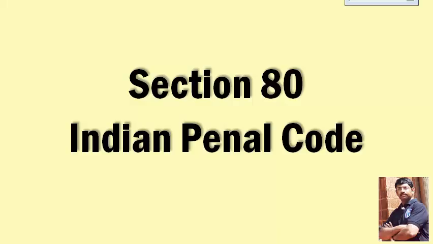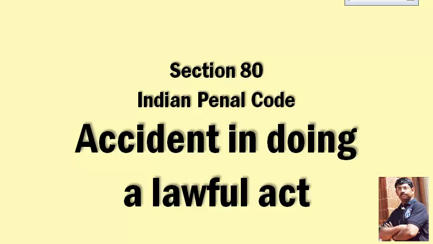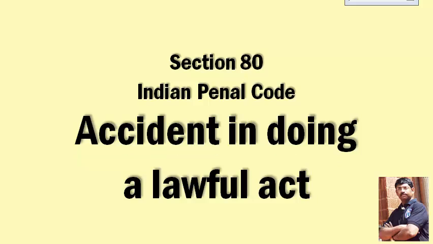Okay, now we will consider Section 80 of Indian Penal Code. Section 80 is about accident in doing a lawful act. Now, before we go to the section, consider this example. There is a man at work with a hatchet. Hatchet means a small axe. So while this man is at work with a hatchet, the head of the hatchet flies off and kills a man who is standing nearby.